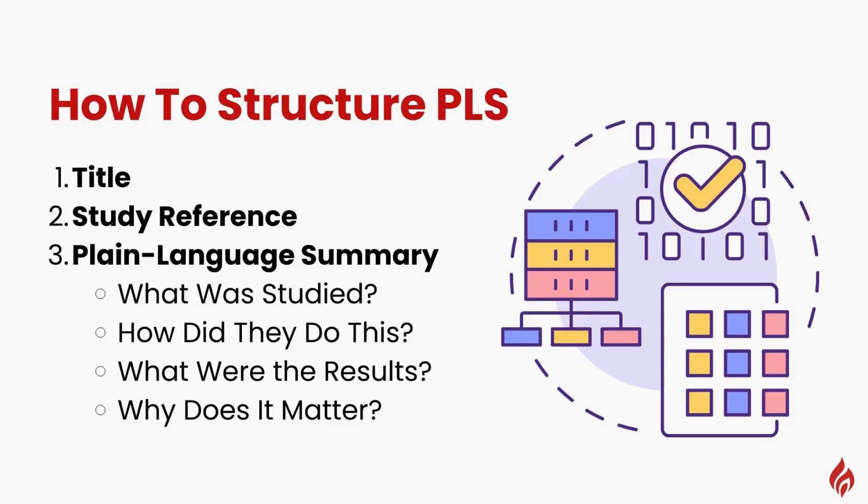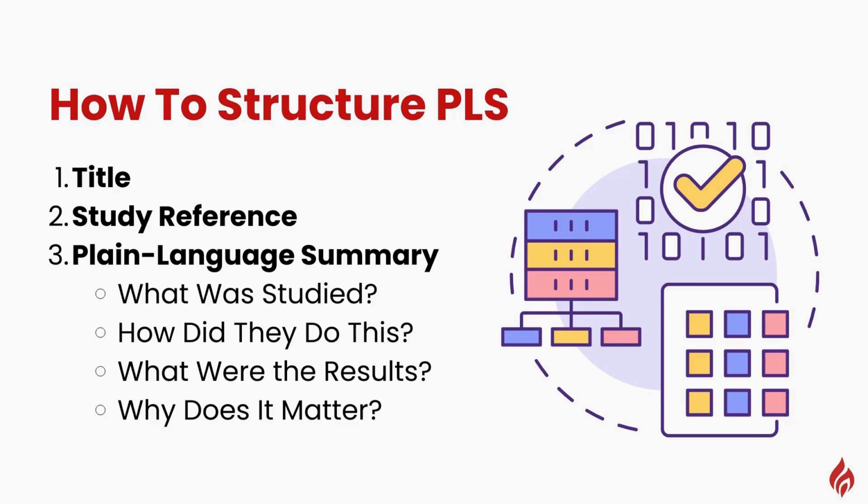When structuring a plain language summary, it's important that you follow a clear, logical format that will help the reader easily follow the content. So here's a simple structure that you can use. You begin with the study's title. Now, this should give the reader an immediate sense of what the research is about. Next, provide key details such as the researchers involved, where the study was published, so that interested readers can reference the original source if they wish.